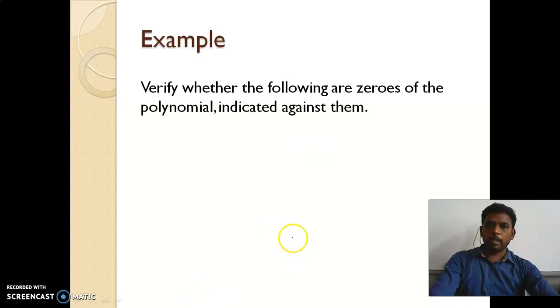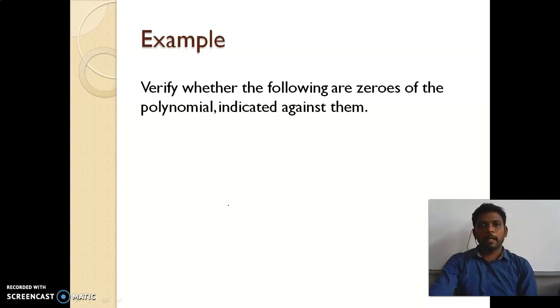But here they are asking to check whether the given numbers are the zeros of the polynomial or not. So the procedure is, in the last example we saw that -1 and -5 are the zeros of the given polynomial. How could we check? We checked by substituting those values in place of x, and the value of the polynomial we found was 0, therefore they are the zeros of the polynomial.